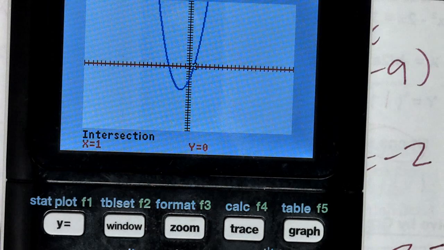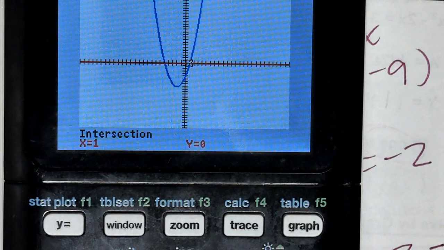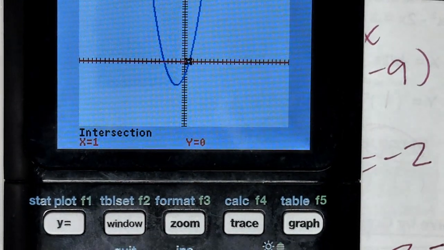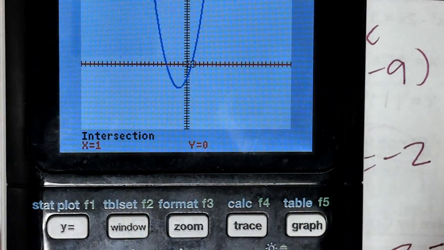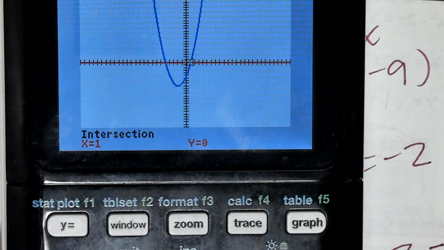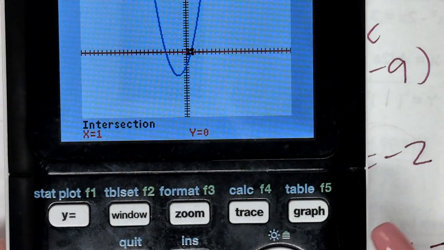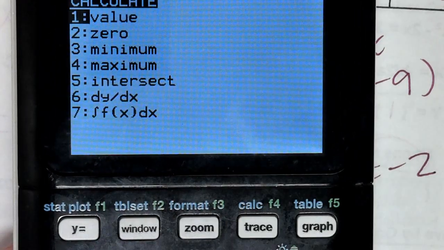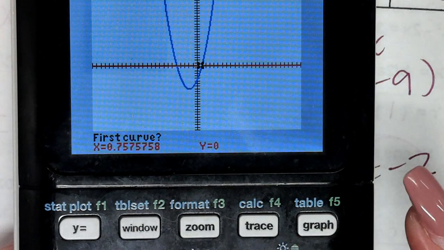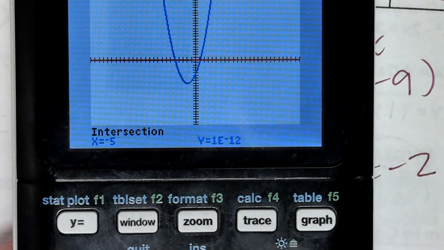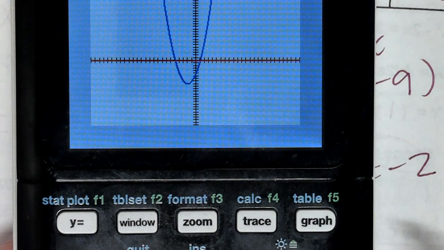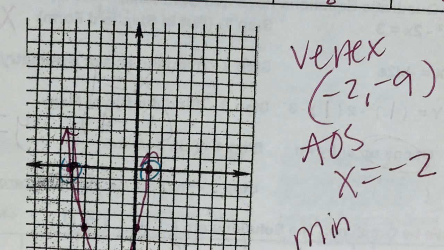Now, we could clearly see it because it was an integer. But if you can't, like what if it was at a third and we just don't know? You see what I'm saying? That's when this comes in handy if you don't want to have to go do all that factoring. But I would have to do it twice. So I'd have to go over second trace, option 5. I'd have to move my cursor to this one and say, hey, I need this intersection. And it was at negative 5, 0. I just cleared it off. Okay, questions? I will pass out the assignment.